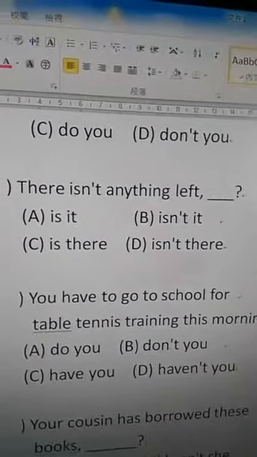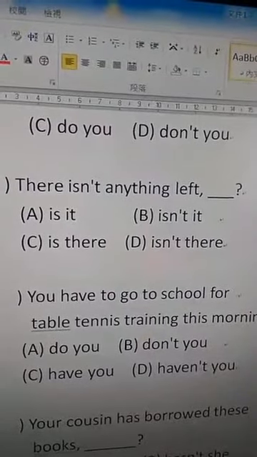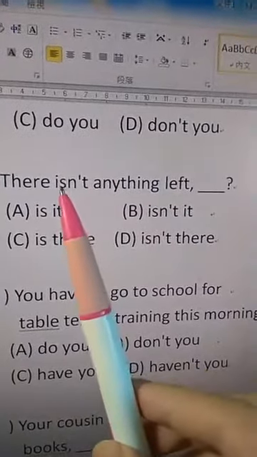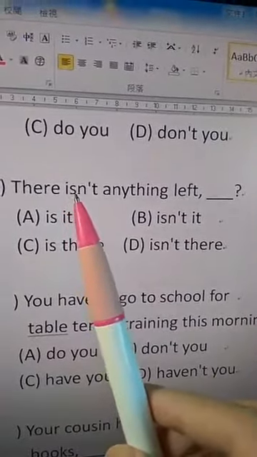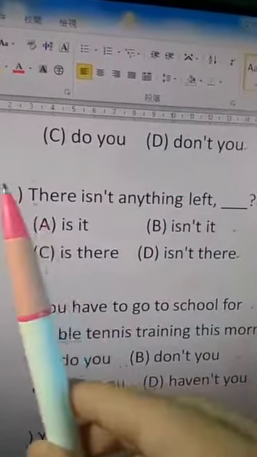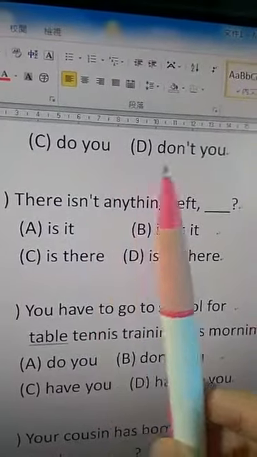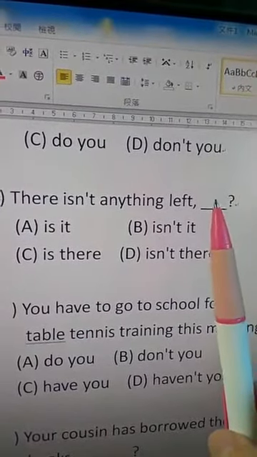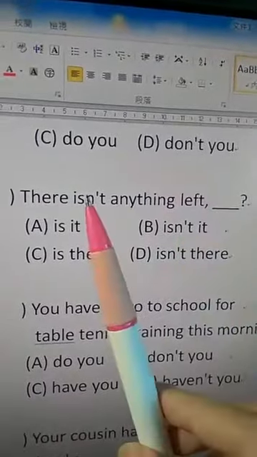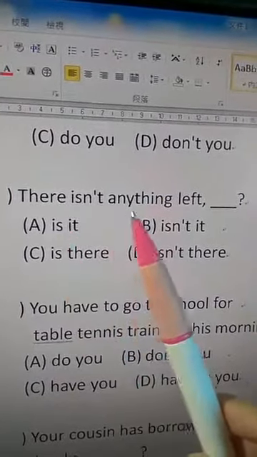You think about it first, and then I'll explain the rules for you. Today's topic is about tag questions, okay? First of all, let us pay attention to the tense here. Right now, it is a present tense, and we have a be verb here. So whenever you see a be verb, of course, we use the be verb as well. And the main sentence is a negative sentence, right? Isn't. It's a negative sentence. So we use a positive form in our tag question. So we should use what? Yes, we use is.